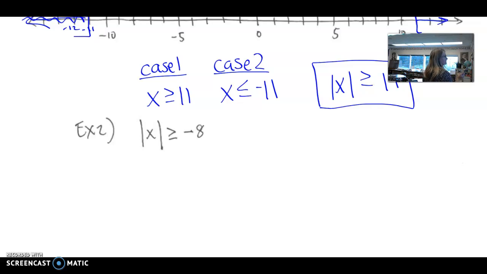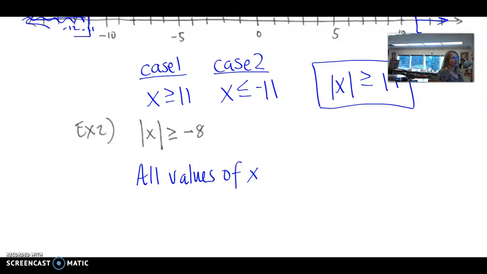All right, how about this one? If the absolute value of x is greater than or equal to negative 8, when is the absolute value of x greater than or equal to negative 8? Well, it always is greater than or equal to negative 8, so all values of x would work for this.